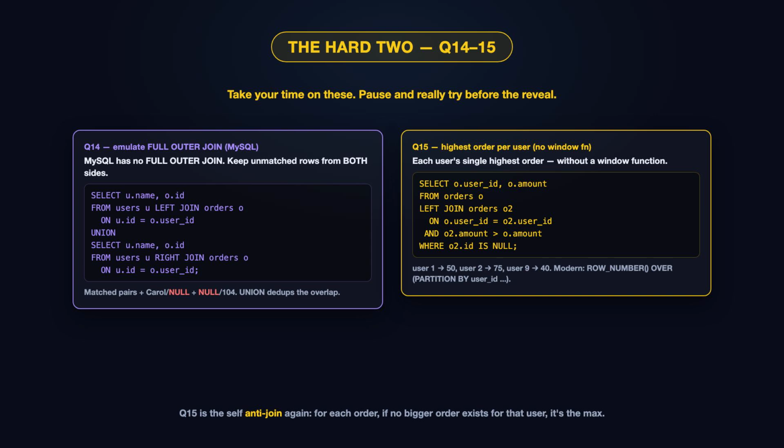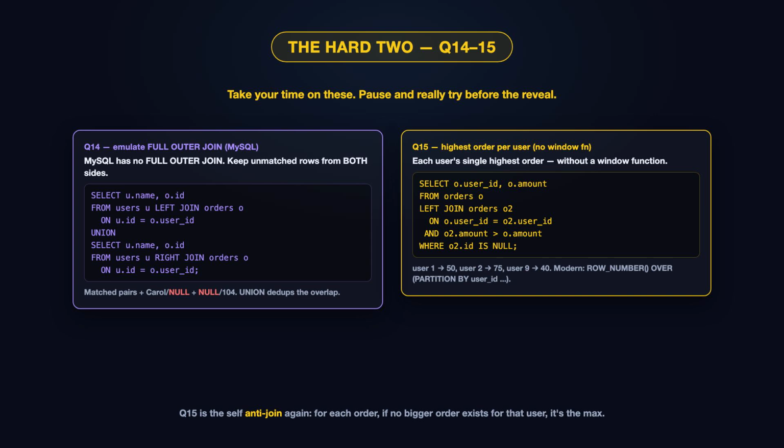Question 15, the tough one. For each user, find their single highest order amount, and do it without a window function. Pause and really try this one. Use a self-anti-join. Left join orders to itself on the same user where the second copy has a larger amount, then keep only the rows where no larger order was found, where o2.id is null.